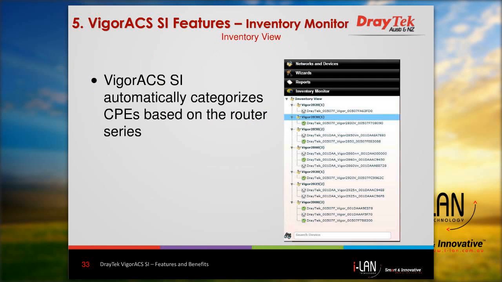So I'll just go to the next slide, and this is another view. It's called the inventory view, and this provides a list of all these CPEs being monitored. It also is able to automatically categorize CPEs based on the router series. So it just makes it a bit easier to look down the list.